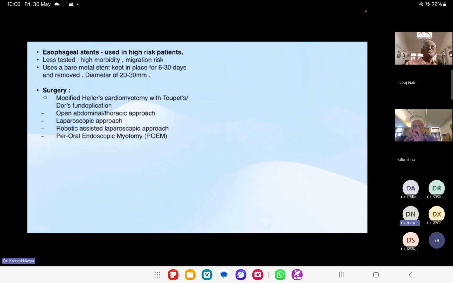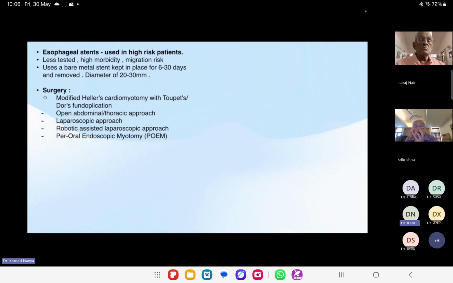The other thing is esophageal stents. It is used in high risk patients, but is very less tested, with a high risk of morbidity and migration. Usually, a bare metal stent is kept in place for 6 to 30 days and is then removed, and usually a length of 20 to 30 mm is preferred.